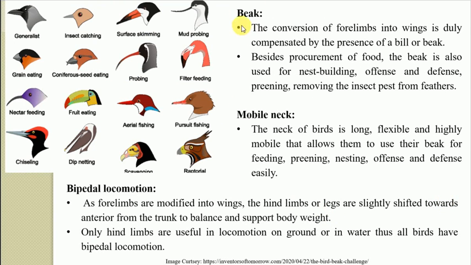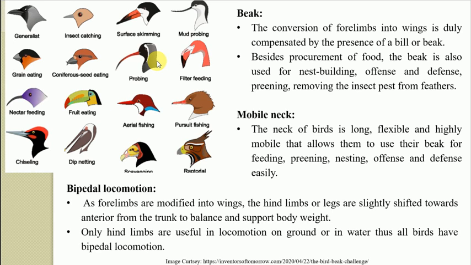The next adaptation is concerned with the beak. The conversion of the forelimbs into the wings is duly compensated by the presence of a bill, or so-called beak, which is another characteristic feature of the birds. The mouth is drawn out into a horny beak, which is used as forceps for picking up things. Okay, so they use their beak for drawing in their food material, or it can be used as forceps for picking a particular thing.